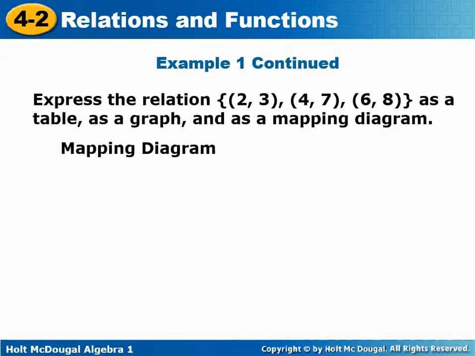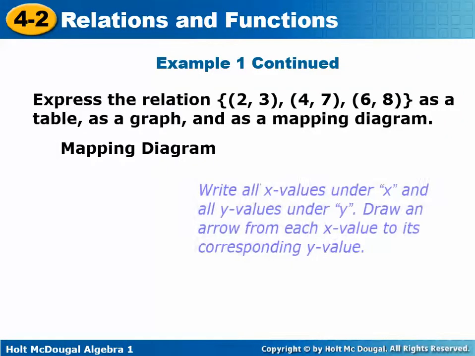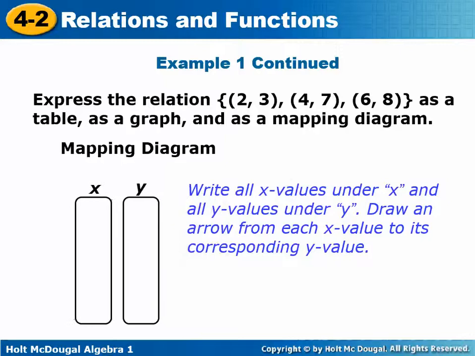And a mapping diagram looks like this. You have two kind of oval shapes, like ovally box shapes, and under the X box you put the 3 X's, 2, 4, and 6, and under the Y's you put the Y's, and then you draw an arrow that shows that this 2 went to this 3, this 4 went to this 7, and this 6 went to this 8. So you draw arrows just from one to the other, showing that those are the ones that are paired together.